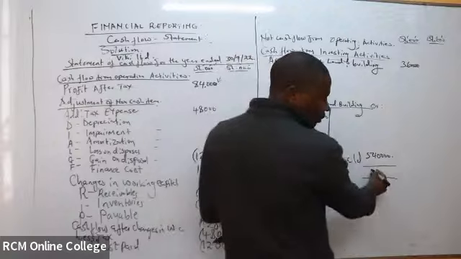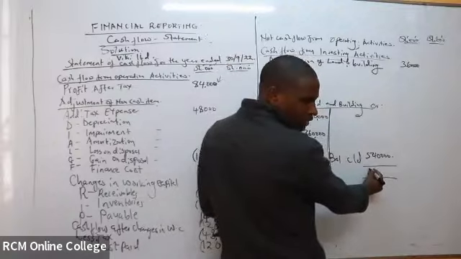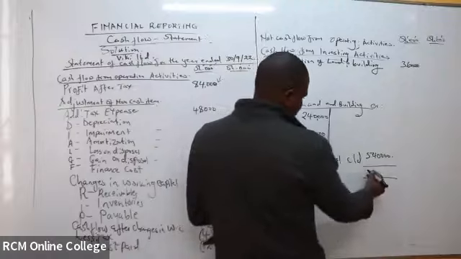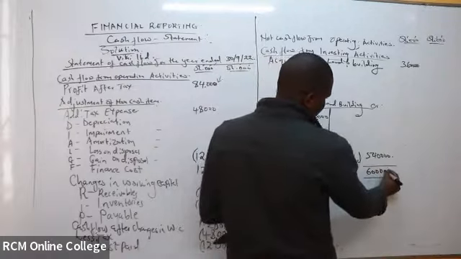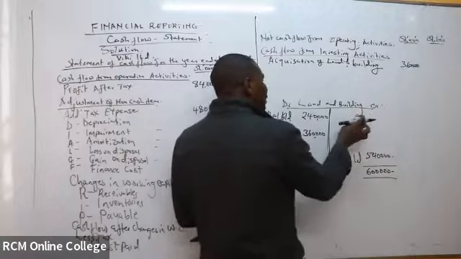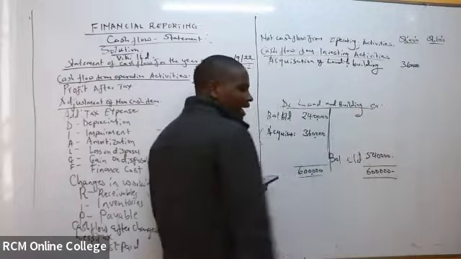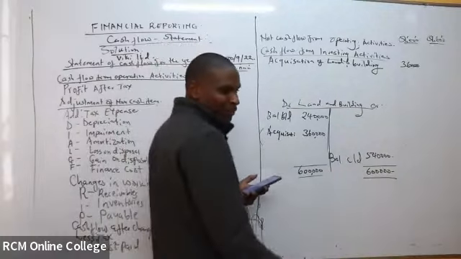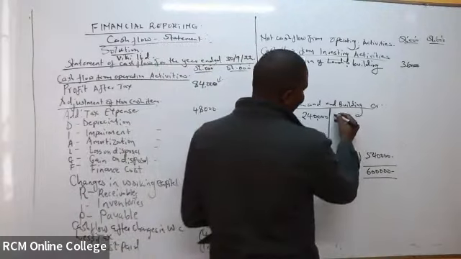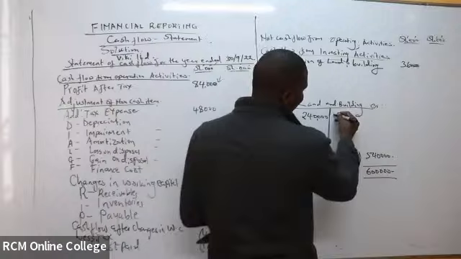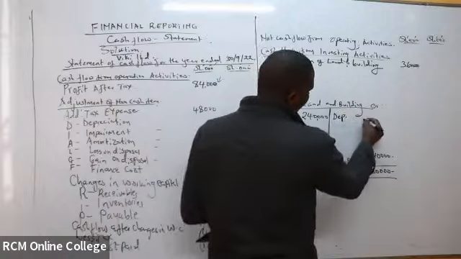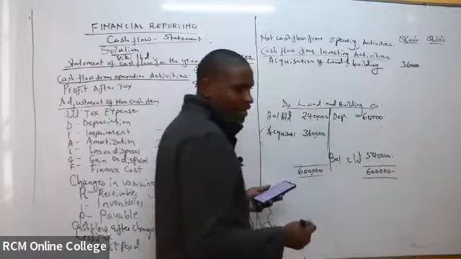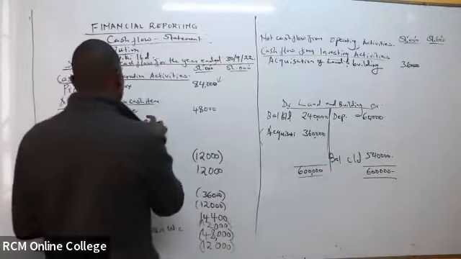What about here? Brackets. This is 600,000 as well. So now there is a balancing figure here, class. There is a balancing figure there, which is 60, and this balancing figure we can take to depreciation. Depreciation of 60,000.